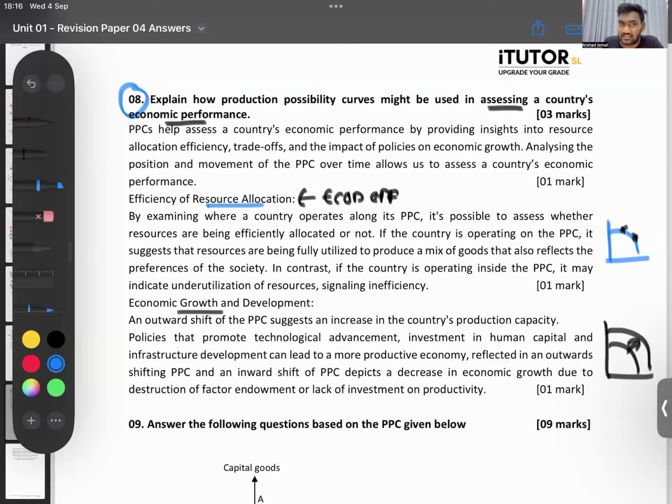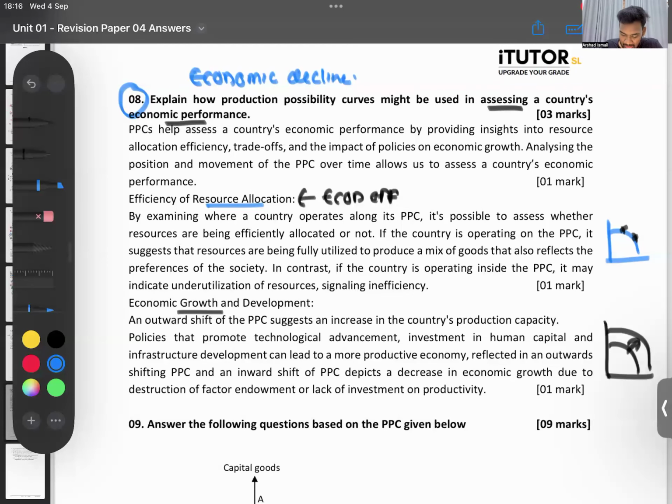Economic decline, fine, yes, that's also correct. So any appropriate points, or even something like an economic decline, even something like a recession, you can show. A recession means people are not spending. There is no aggregate demand. Unemployment has increased. So you can show that on a PPC. That's a measure of economic performance.